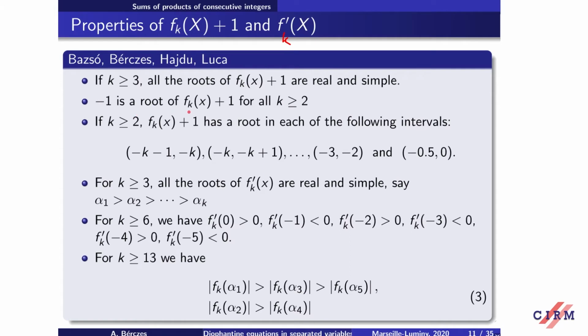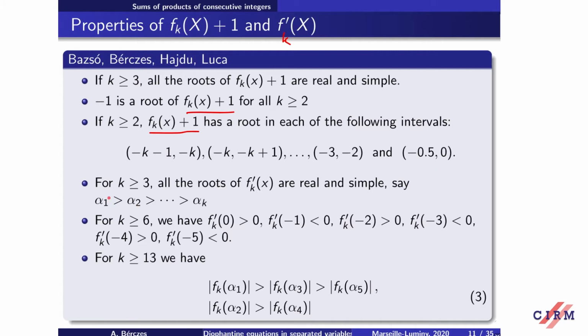-1 is always a root of the polynomial fk of x plus 1 for all k larger or equal to 2. Again, for k larger or equal to 2, we can describe where the roots of this polynomial fk of x plus 1 reside. One of them is in the interval (-k-1, -k), the next one in (-k, -k+1), and so on, up to (-3, -2), and finally there is one root in the interval (-0.5, 0).